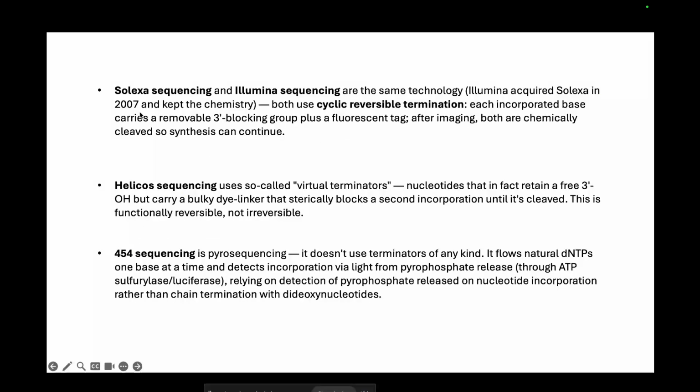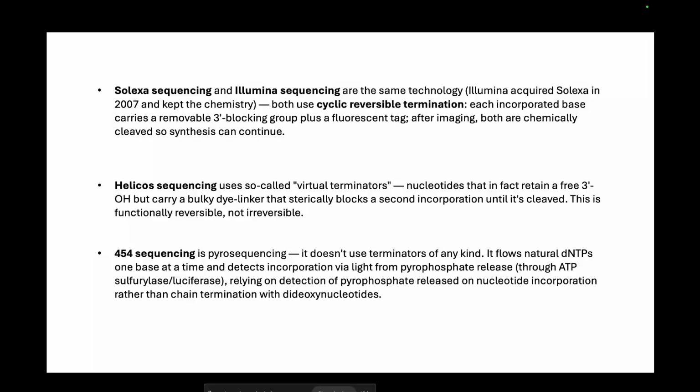So Illumina and Solexa, they are the same thing. Basically, Solexa technology was bought by Illumina, and it's basically the same thing. And they use cyclic reversible termination. So definitely not these two. Helicos also uses something called virtual terminators, nucleotides that in fact retain a 3' OH but carry a bulky dye linker that sterically hinders a second incorporation until it's cleaved. So it is functionally reversible and it is not irreversible.